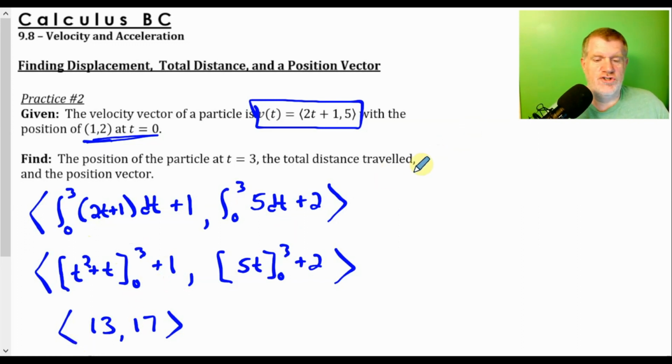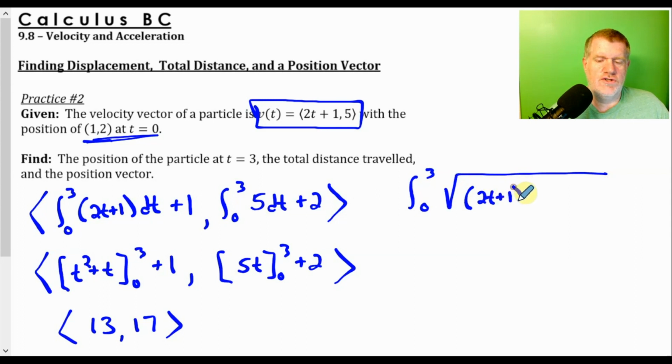Now the distance traveled would be the magnitude of that. So we're just going to take our 2t plus 1, because that's our velocity, squared, plus 5 squared. Evaluate that from 0 to 3. And you get the answer that's approximately 19.650. That's the total distance traveled.